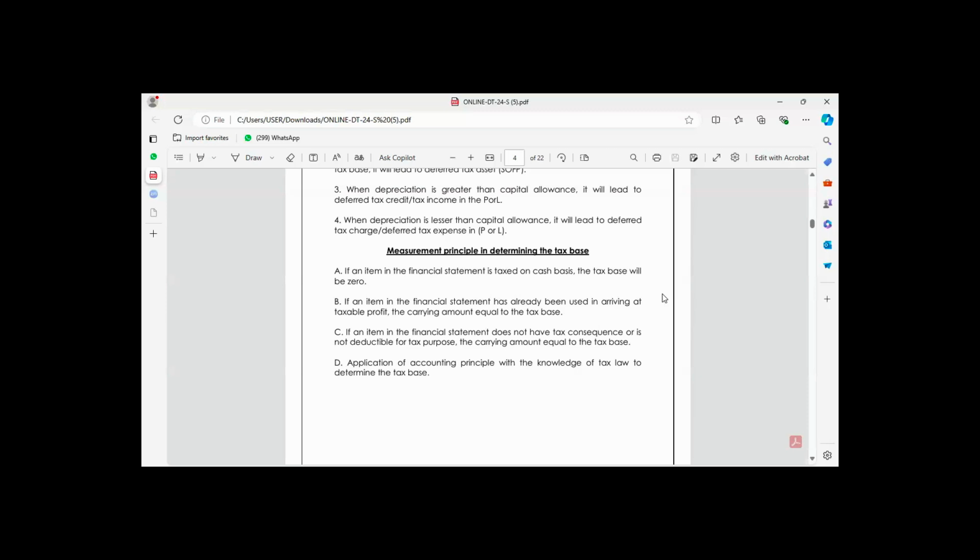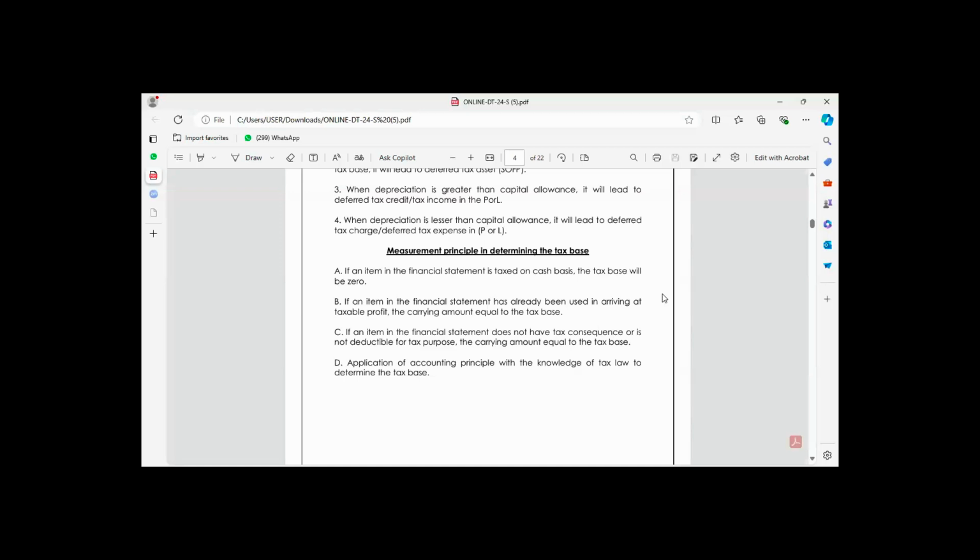That's true. Number 3, if an item in the financial statement does not have tax consequence or is not deductible for tax purpose, the carrying amount equals the tax base. Is there any item here that is not deductible for tax purpose? Let's go to additional information 4. Fines are not tax deductible. The carrying amount will equal the tax base.